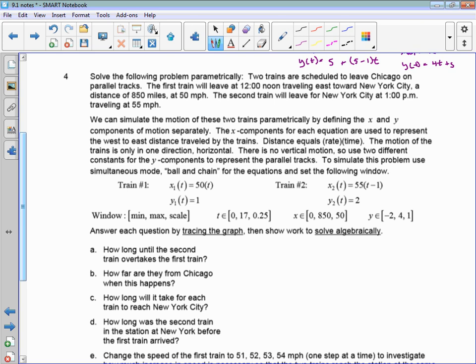Why wouldn't it be t plus 1? So it's leaving an hour later, right? So its time is actually 1 hour shorter, like it's 1 less hour that it's traveling. You could write it the other way, and you could say this one is just 55t, and you could call this one 50t plus 1. Because it's traveling an hour longer, sort of thing.